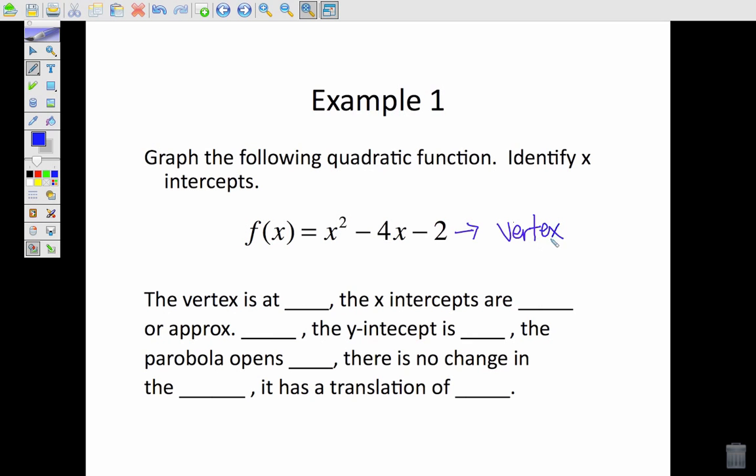Your vertex form is y equals a(x minus h) squared plus k, because what we know about the vertex is it's the (h, k) value.